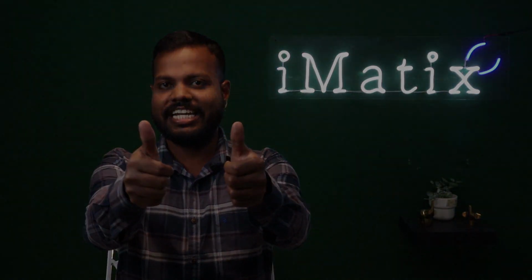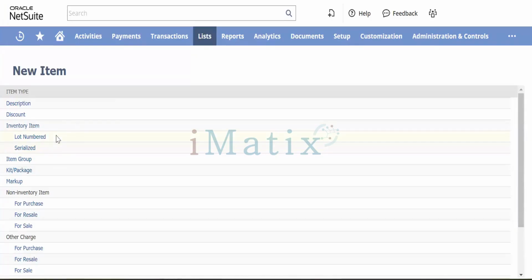So let's get started. We have discount inventory item, in which under the inventory item we have the lot number to serialize. Then we have the item group kit package. In kit package, a combination of few inventory items can be made a kit and can be sold as a kit also.